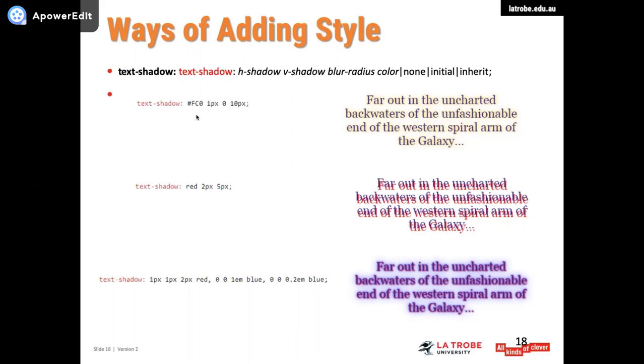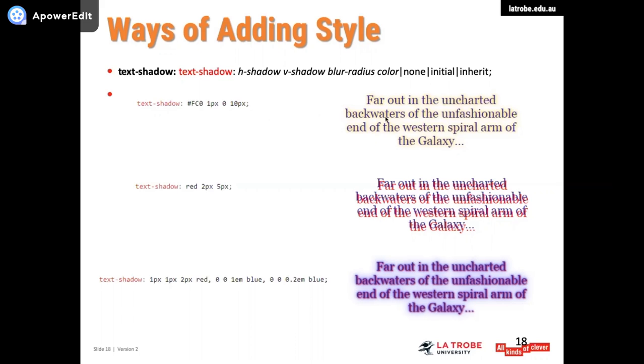To have this effect, we can define the color of the shadow by a hex value, which is this almost yellow color. The 1 pixel means the shadow moves down 1 pixel, and 0 means in the other direction there's no shift, and 10 pixels is the blur radius. It means we want to make our shadow very blurry, so you can see in this flag it's not clear, very blurry.